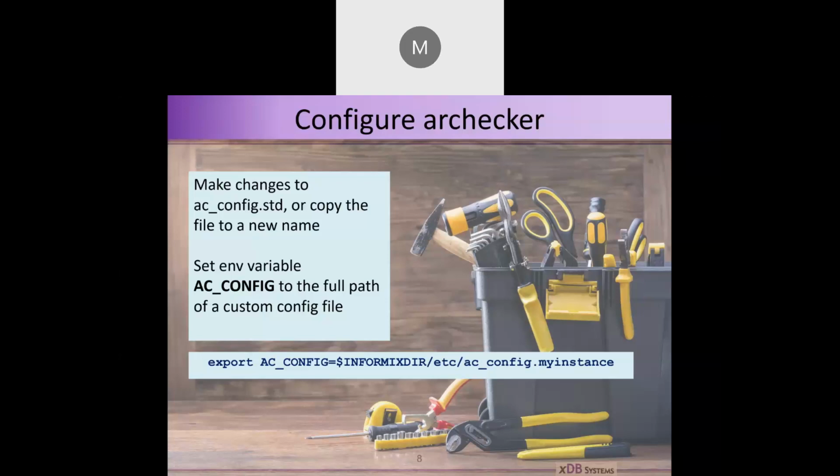Now, if you do that, though, it won't be used unless you set this environment variable, AC_CONFIG. Now, you need to set that in the environment to the full path of your custom configuration file. Now, you may have different configuration files for different things, whether different locations for your backups and so on. But if you don't set this, the acconfig.std will be used when you run the utility.